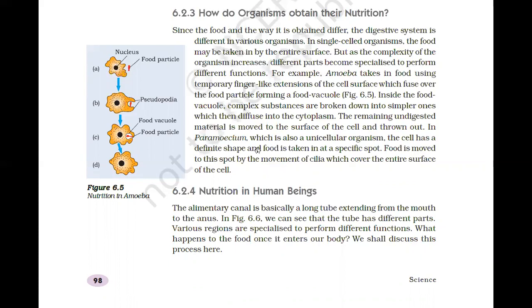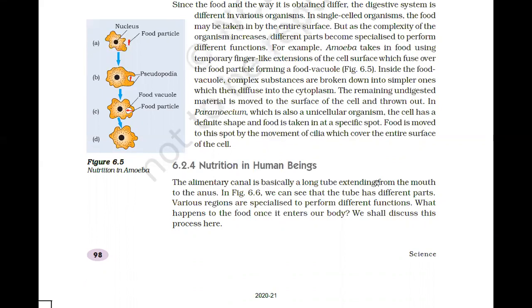In paramecium, which is also a unicellular organism, the cell has a definite shape and food is taken in at a specific spot. Food is moved to the spot by the movement of cilia which cover the entire surface of the cell. Nutrition in human beings.